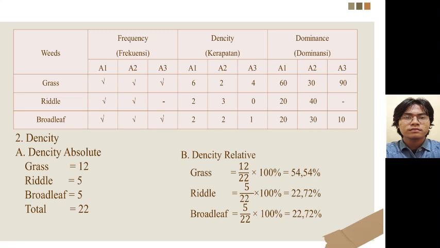Density absolute is a species' number of individuals in the sample plots.